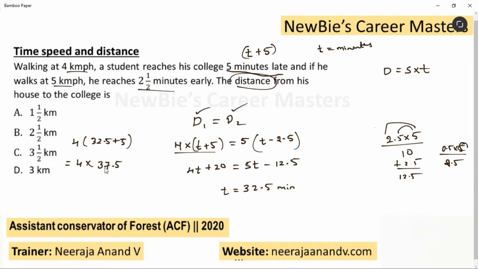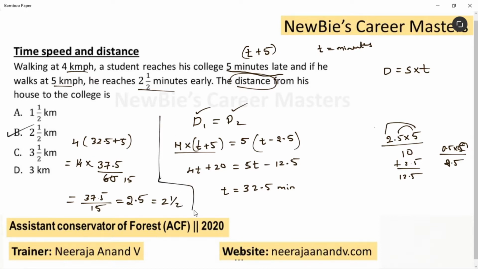How do we convert this? Very simple. Just divide this value by 60. Then 4 ones are 4, 15s are 37.5 divided by 15. Very simple. 2.5 is the answer for this question. That means we can say 2.5 kilometers. Option B is the answer for this question. I hope this is clear.